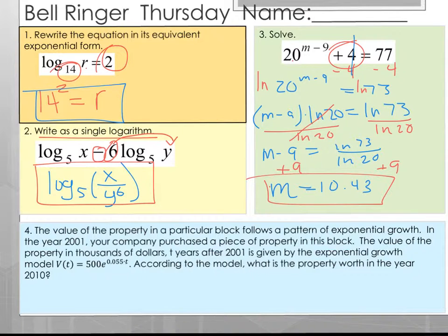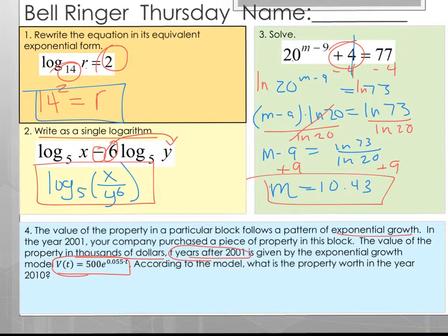Now number 4, the value of the property in a particular block follows a pattern of exponential growth. In the year 2001, your company purchased a piece of property in this block. The value of the property in thousands of dollars, t years after 2001, is given by the exponential growth model. According to the model, what is the property worth in the year 2010?